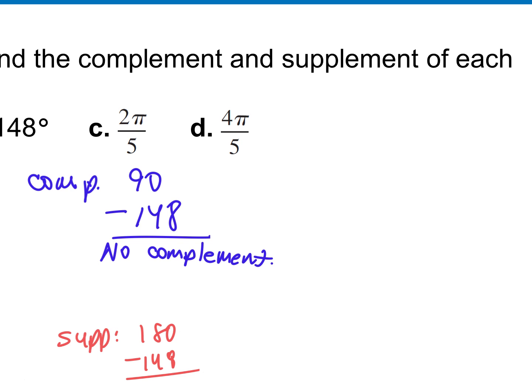So how do things change a little bit if you are talking about radians? Well, there's two things you can do. First thing you could do, can you convert this to degrees and then do 90 minus? Sure. It's going to take a little bit of time, but if you want to do that, you can. I'm going to do it in terms of radians.